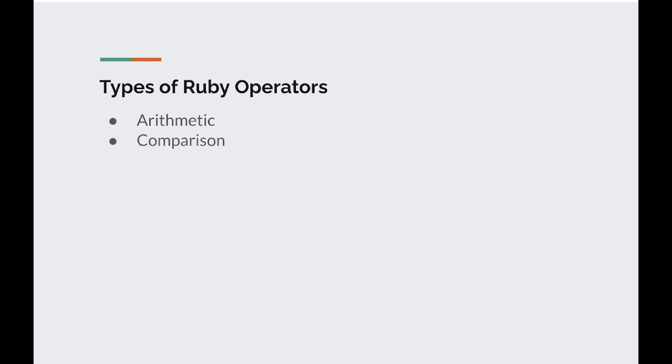Next type is comparison. As we can guess from the name, these operators help us to compare values. For example, if we have two numbers and we want to check if one number is equal, greater, or smaller than the other, then we use these operators.